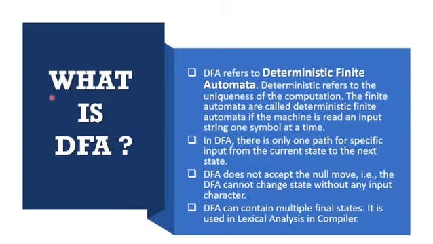First of all, the question arises, what is DFA? So, the DFA refers to deterministic finite automata. Deterministic refers to the uniqueness of the computation, and the finite automata are called deterministic finite automata if and only if the machine reads an input string one symbol at a time. In DFA, there is only one path for a specific input from the current state to the next state.